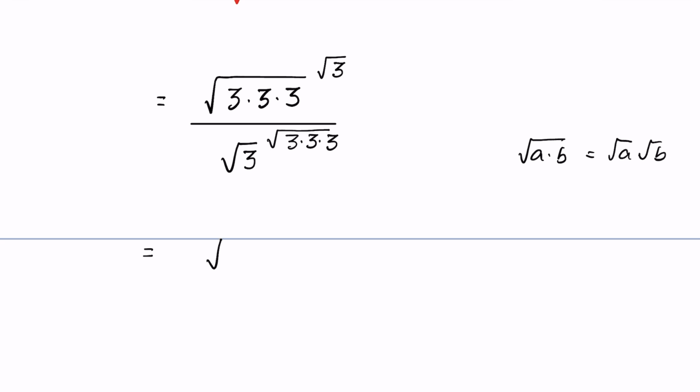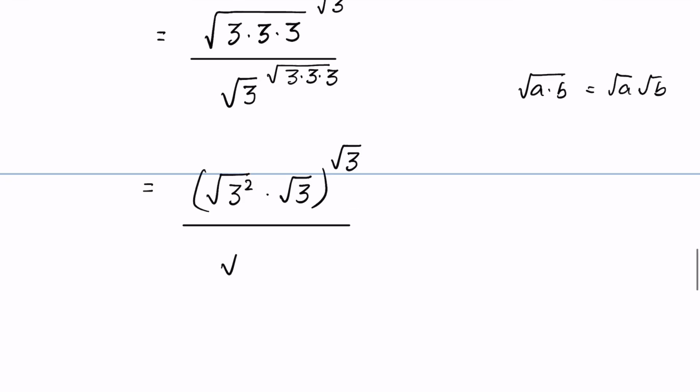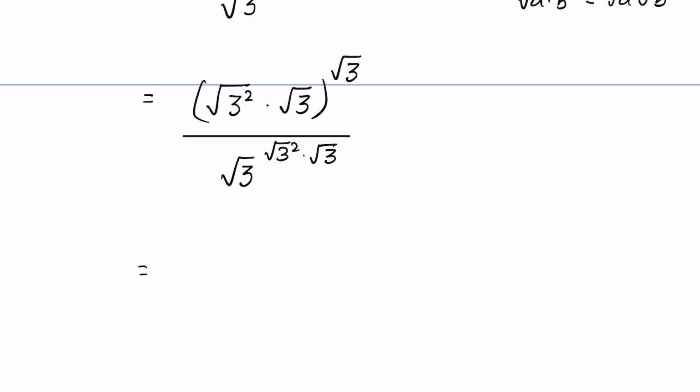So this is square root of 3 square times square root of 3, then whole raised to the power of square root of 3 upon square root of 3 raised to the power of square root of 3 square times square root of 3. Again, there is an identity: if a times b whole raised to the power m, then this is equal to a raised to the power m times b raised to the power m. Therefore, it will be square root of 3 square. We can cancel this square root with this square.